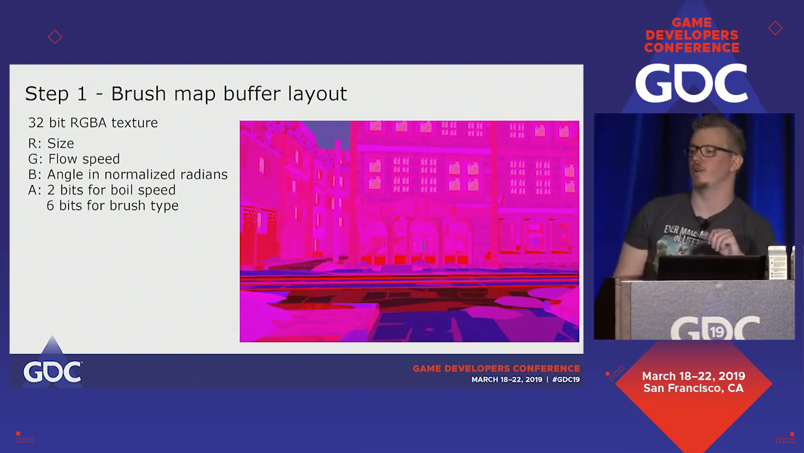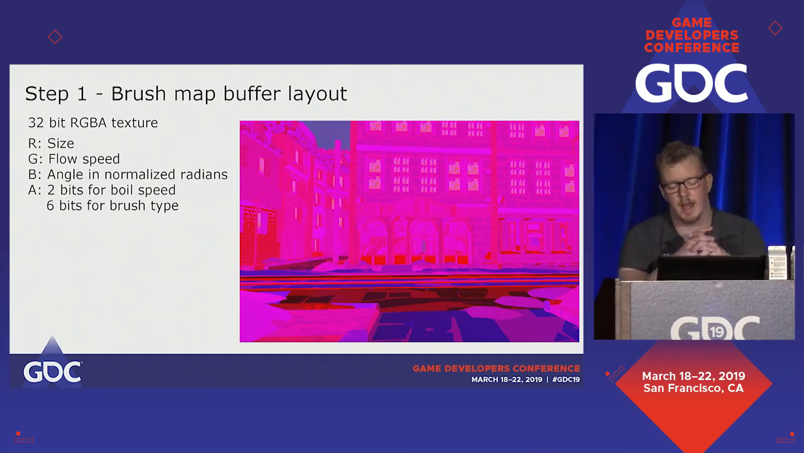This is the format of the brush buffer. Size, flow speed, and angle each get a full 8 bits because we need as much precision there as we can get. For brush type, I'm only using 6 bits, and then I have 2 bits left for boil speed. The reason for this layout was predominantly that we had to integrate this into the deferred buffer, and gamma correction caused some of these values to be kind of wonky, so it had to be laid out this way.